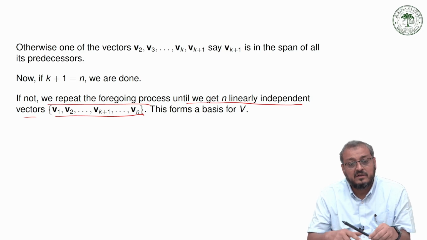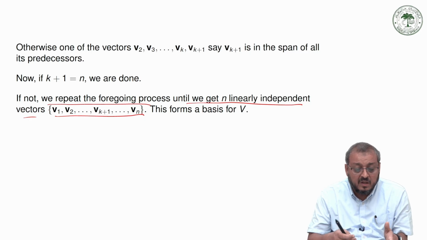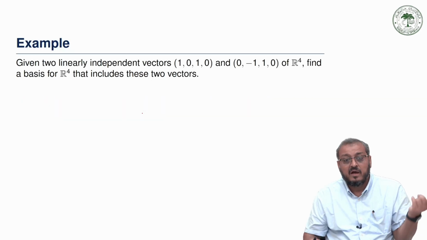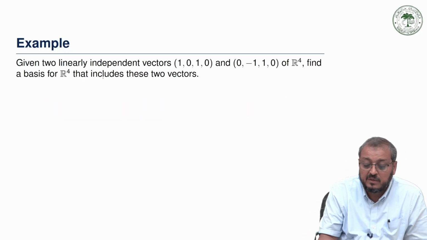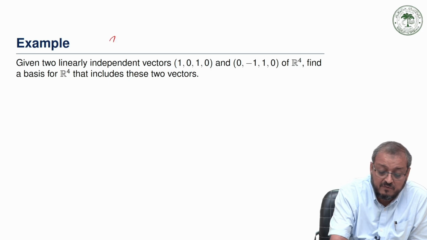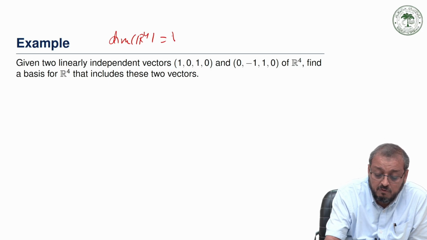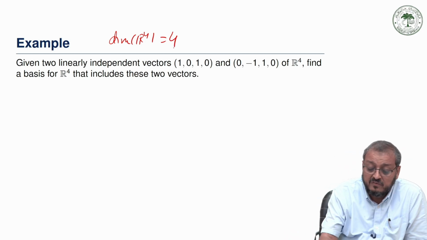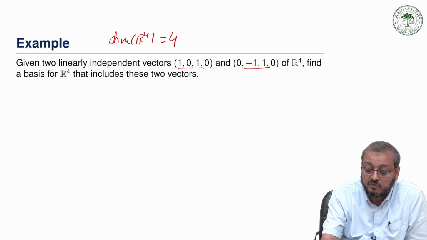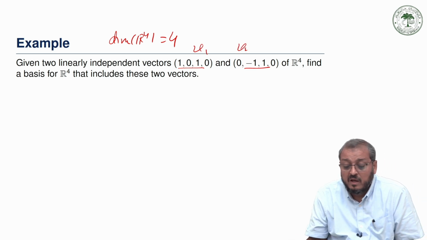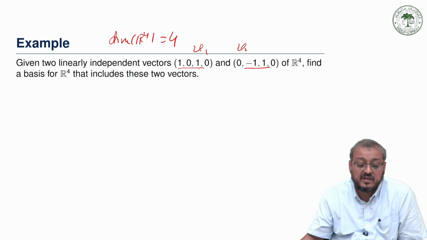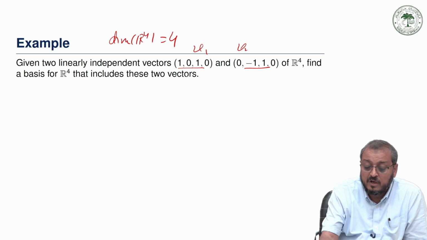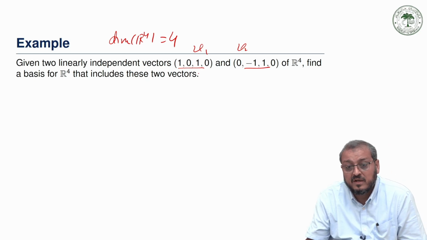I will now elaborate this theorem by an example. Suppose we are given two linearly independent vectors of R4. You know that the dimension of R4 is equal to 4. So we have these two vectors, V1 and V2, and these two vectors are clearly linearly independent because none of them is a scalar multiple of the other.